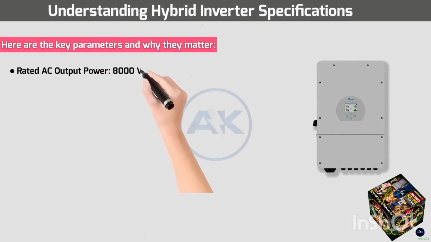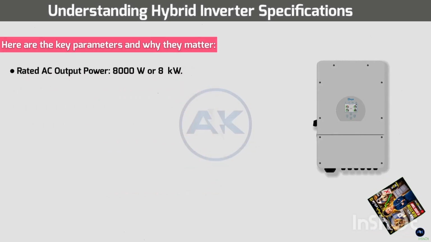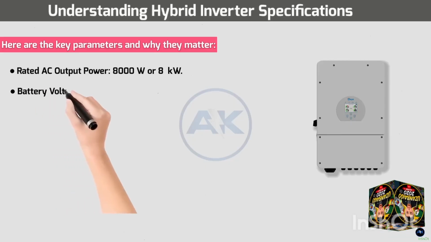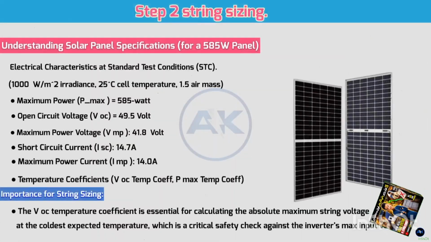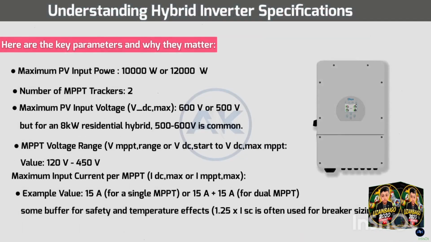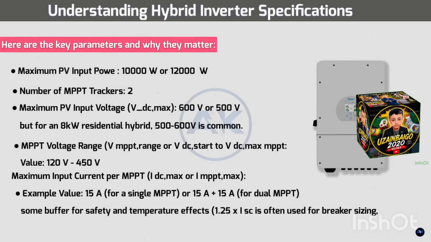Rated AC output power: 8000 watt or 8 kilowatt. This is the maximum continuous AC power the inverter can deliver to your home or the grid. Importance for string sizing: this confirms the inverter matches your desired system size. Battery voltage range, if a hybrid inverter with battery input. Example value: 40 volt to 60 volt for a 48 volt nominal battery system. This defines the compatible voltage range for the battery bank. Importance for string sizing: while not directly for PV string sizing, it's crucial for selecting the right battery bank voltage to match the inverter. Next step: once you have these actual values for your chosen 585 watt panel and your specific 8 kilowatt hybrid inverter, we can move on to the actual string sizing calculations with concrete numbers.